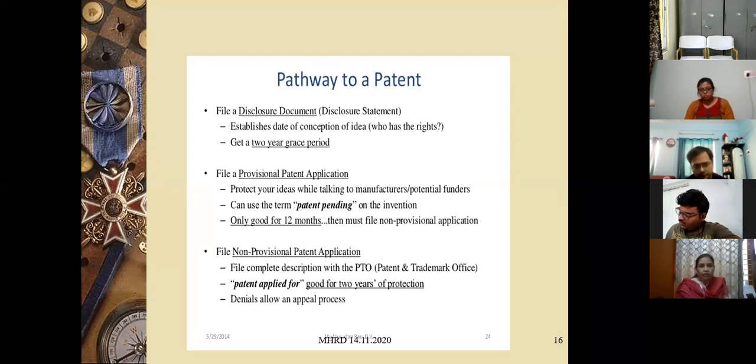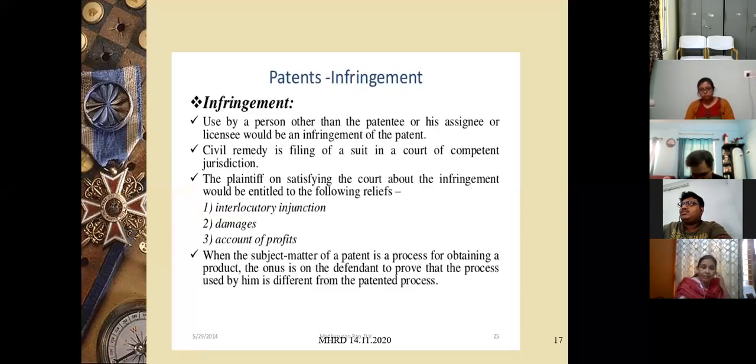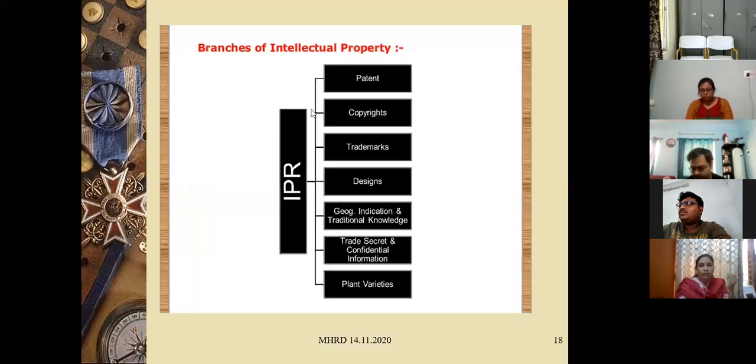So this non-provisional patent application gives you the exclusive rights of patent. So that means the patent you have applied for will hold good for 2 years of protection, and that means no one can infringe upon it. So once it is infringed, what happens? That is, it is used by a person other than the patentee or to whomever you have assigned or the licensee. Then you can go in for some civil remedy, like you can file a lawsuit for damages, and then you can even claim the account of profits. So these are all the various types.